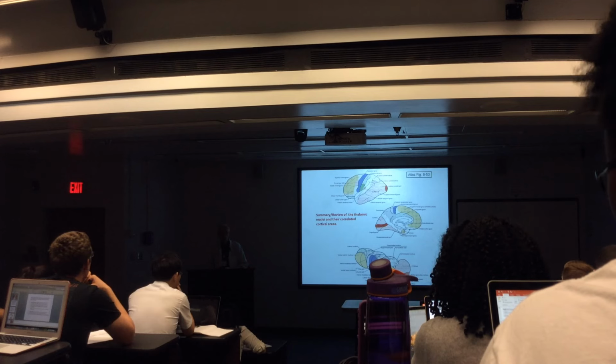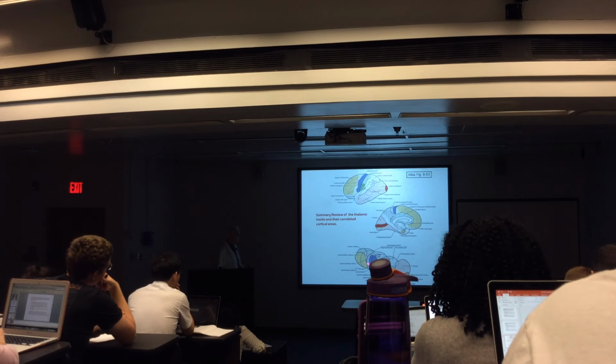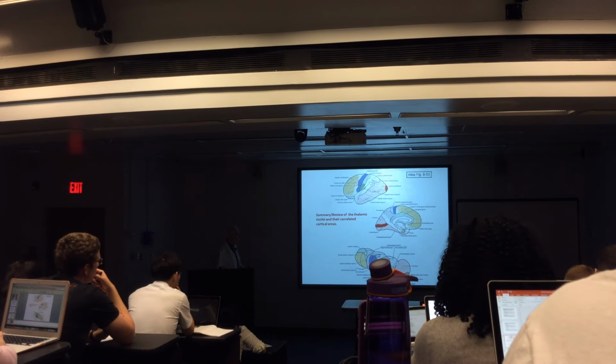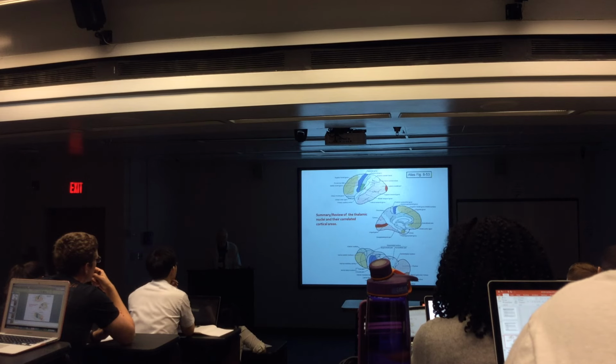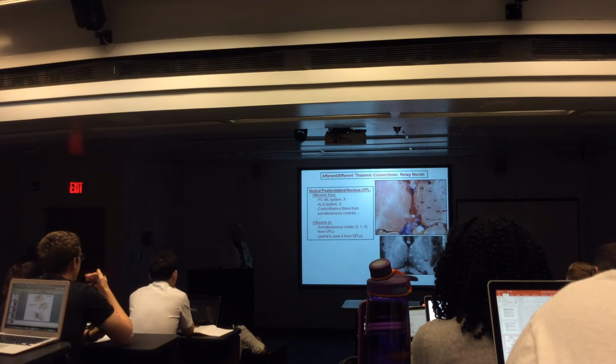Okay, I'm not going to spend much time on this. This is a picture out of your atlas, but it just shows the fact that specific nuclei of the thalamus have specific areas of the cortex to which they project. Now we're going to go over some of these to give you a little more idea.